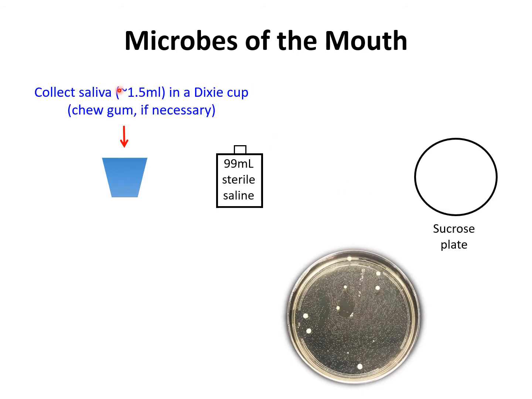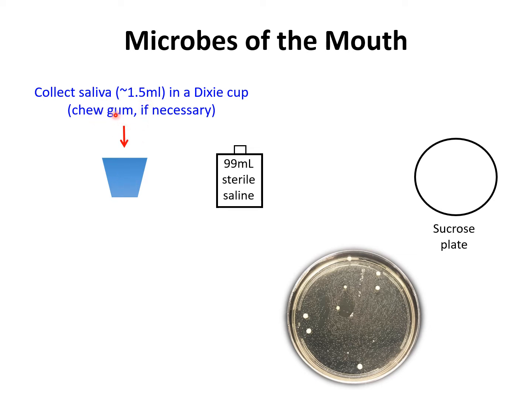And then let me show you guys how we do the lab so that we can figure out whether you are at risk of developing tooth cavities or not. So we usually ask you to spit in a cup so that we can collect your saliva. We collect about 1.5 mils of saliva in a little Dixie cup.